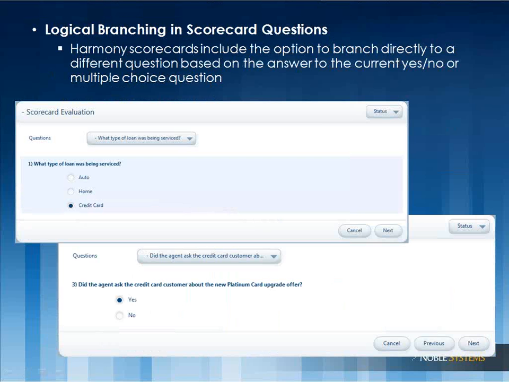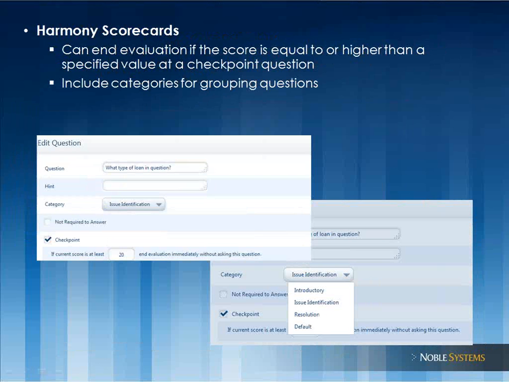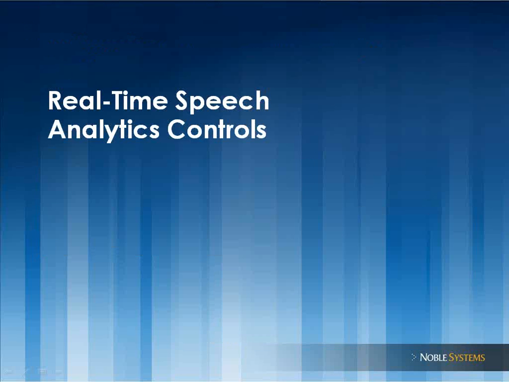So again, like I mentioned, logical branching inside the scorecard questions. Harmony scorecards include the option to branch directly to a different question. So you answer a specific type of question, either multiple choice or yes, no, and it can send you on to the next question based on your response. Harmony scorecards all have the capability of setting a checkpoint. When you set a checkpoint, if the score is exceeding a certain value at that time, the checkpoint is reached, then it moves you on and finishes and evaluates the scorecard.